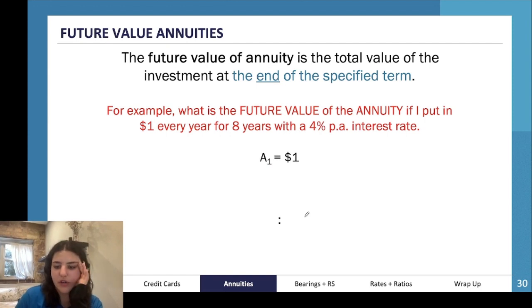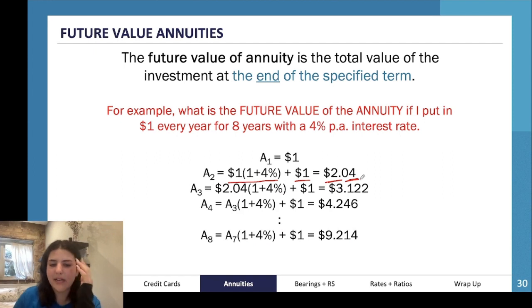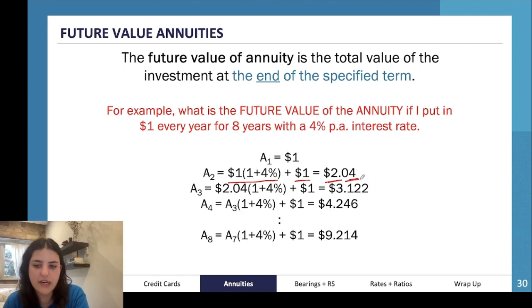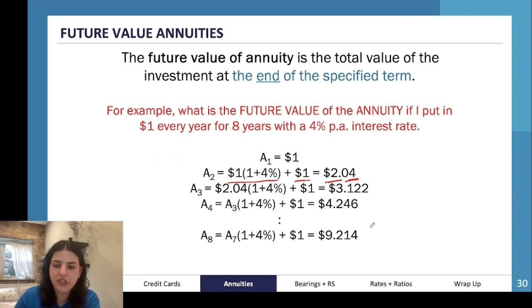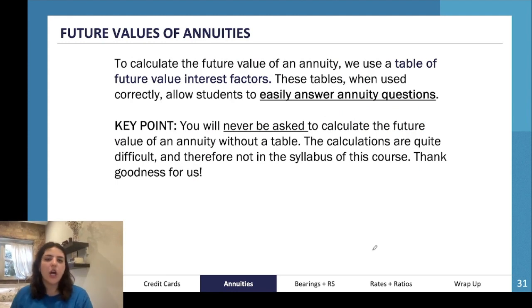Let's say you put in $1 in the first year. At the end of the second year, you've got interest on that $1. You've put in a new dollar, so now you've got $2.04. Keep doing that. By the end of the 8th year, you'll have $9.214, which actually you would knock off the 4. You'd have $9.21.